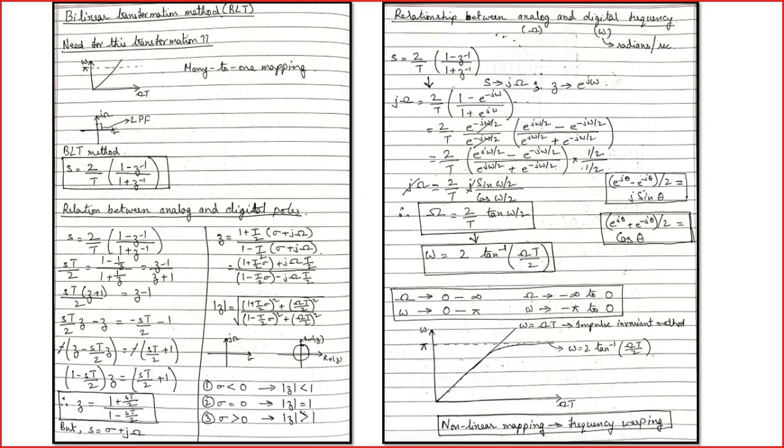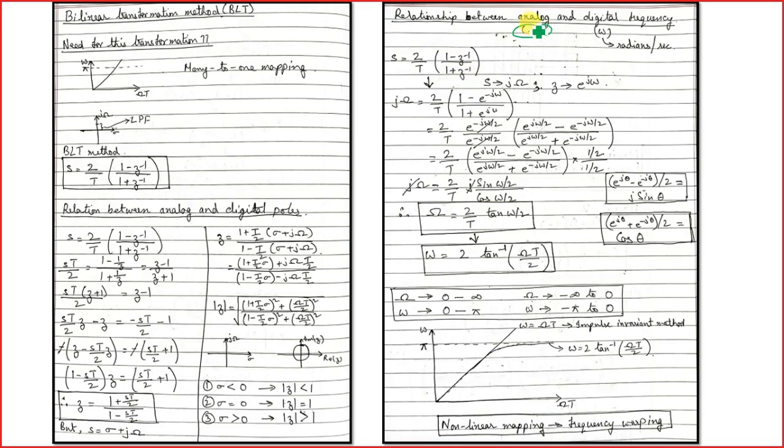Now the second thing is the relationship between analog and digital frequency. Analog frequency, as I have shown again, will be represented with this omega corresponding to the ohm sign, and digital frequency by the W sign. Okay. So we will again start with the transformation equation S equals 2 by T times (1 minus Z inverse) divided by (1 plus Z inverse).